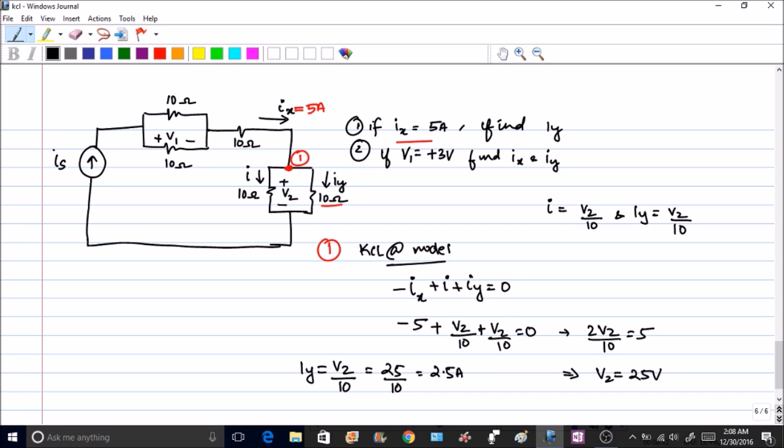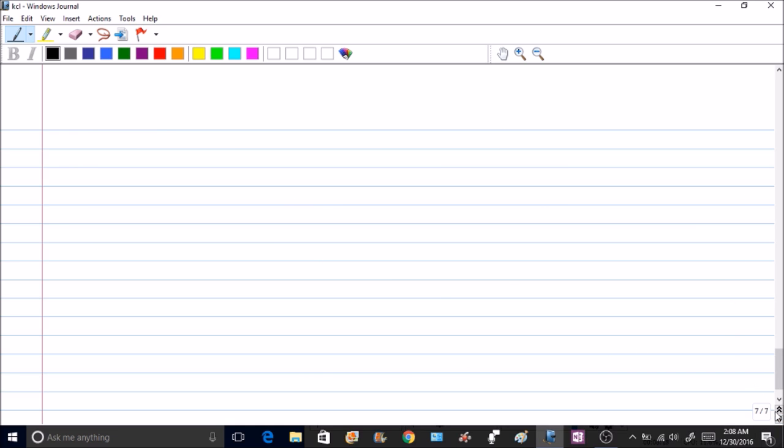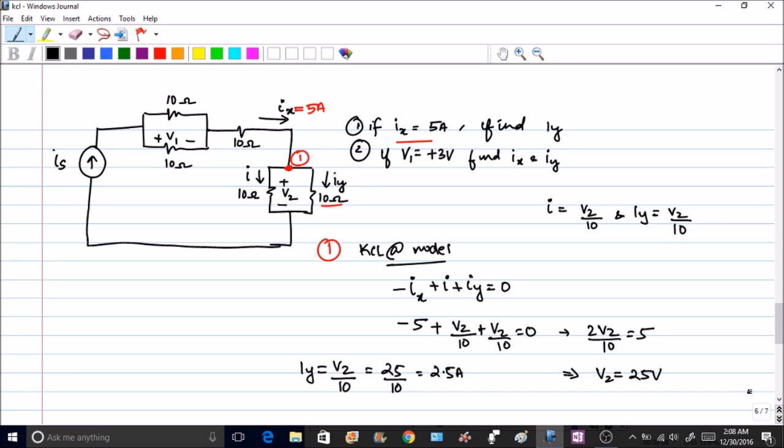So, this is a fairly easy problem. You have to just find which node you have to apply your KCL. Now, there is another part to this question. I'll just put it here itself. The second part of the question is, if V1 is equal to 3 volts, you have to find Ix and Iy. Okay, so this is given to be 3 volts. This is given to be 3 volts in the second part of the question.